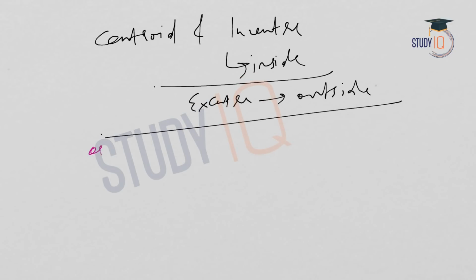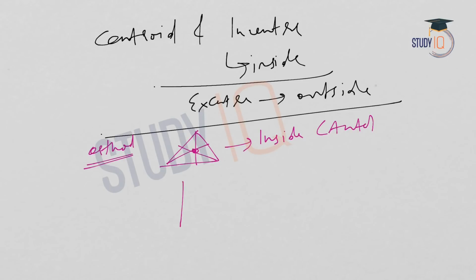See, orthocenter depends on the type of triangle. If it is an acute triangle, like what we have seen, when you draw the altitudes, it comes here. So you can see it is inside. Inside in what case? Acute triangle. Now, in case of right triangle, what will happen?